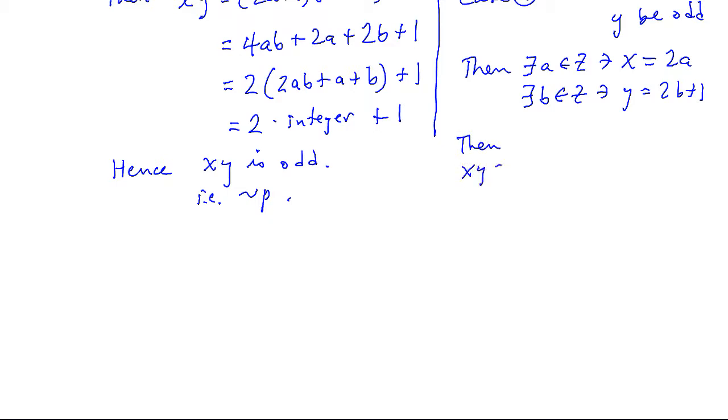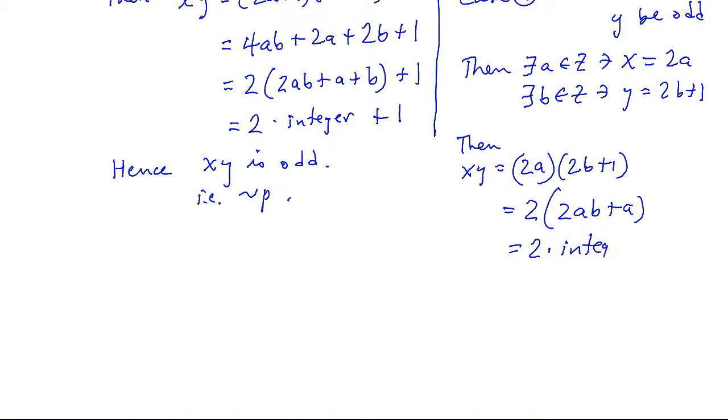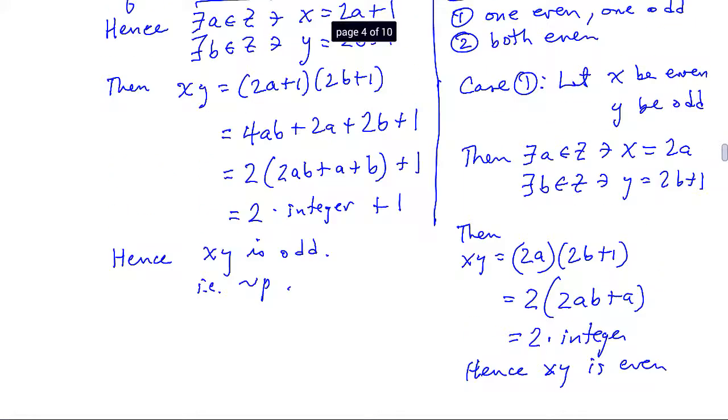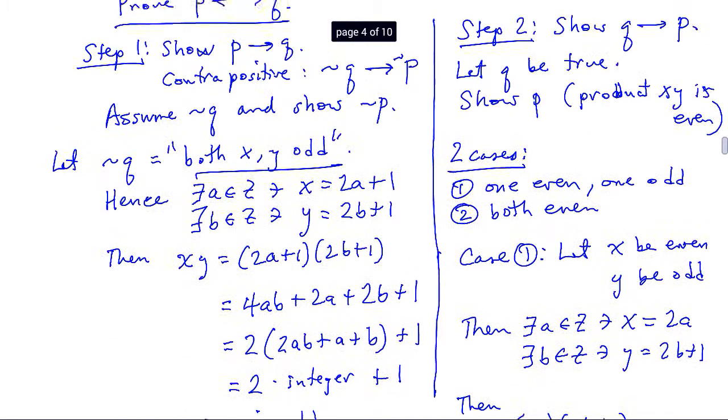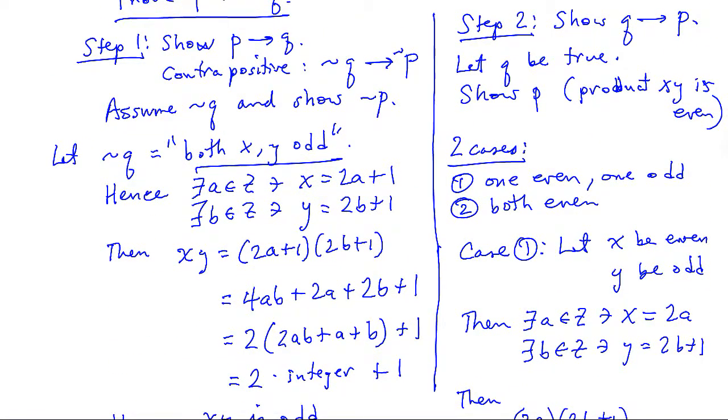Okay? Well, I'm going to go ahead and form this product. xy is 2a times 2b plus 1. And I'm going to simply rewrite that as 2 times the quantity 2ab plus a. And I'm going to say that this is of the form 2 times an integer, and hence xy is even. And that's exactly what I'm trying to prove. I'm trying to prove that the product xy is even.